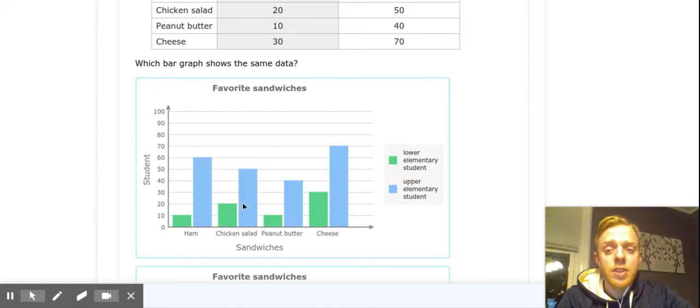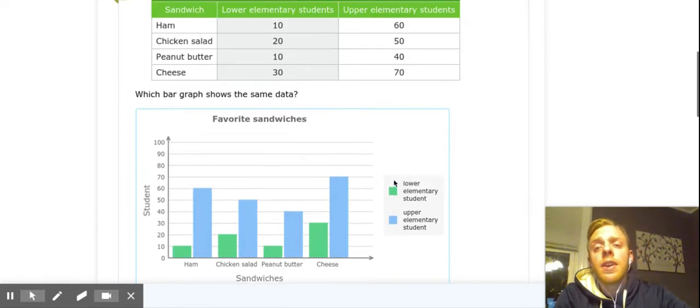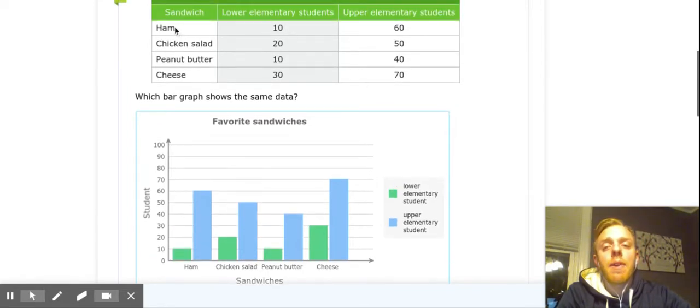Green is representing the lower elementary. Blue is representing the upper elementary. I can use that key to help me. That's going to be there in most bar graphs that you look at. And sometimes it's even going to be color-coded, especially when we have a double bar graph. So I'm going to start just by looking at my first row.